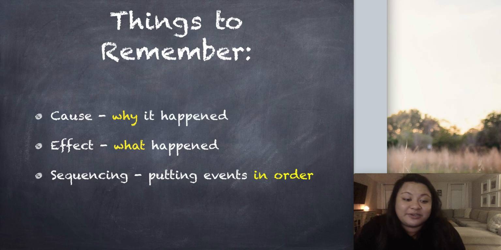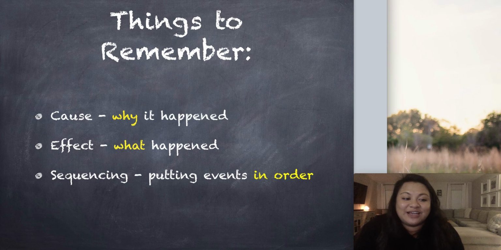So things to remember today as you go through your lessons and you do your USA test prep. Okay? There's 3 super important definitions you need to know. Cause, why it happened. Effect, what happened. And sequencing, putting events in order.